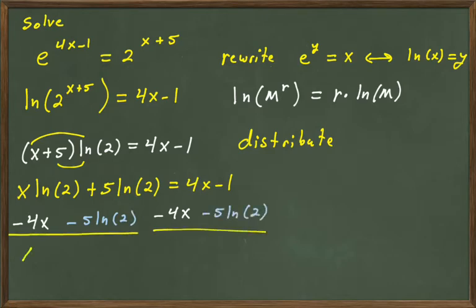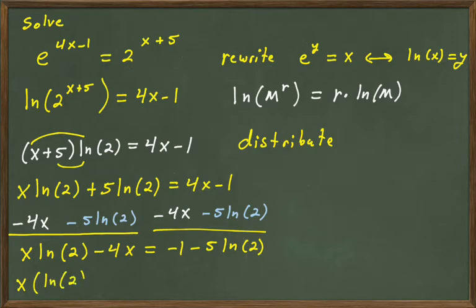So then we're going to have x ln of 2 minus 4x. They're not like terms, we can't combine them. And that's going to be equal to negative 1 minus 5 natural log of 2. We have a common factor of x on the left, so we'll factor that out. So it becomes x times the quantity natural log of 2 minus 4, and that's going to be equal to negative 1 minus 5 natural log of 2.